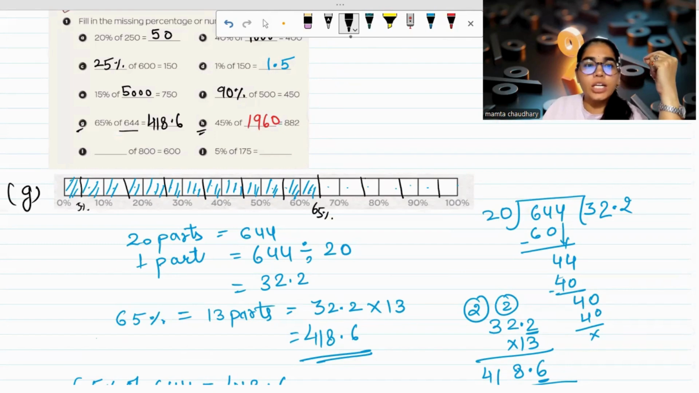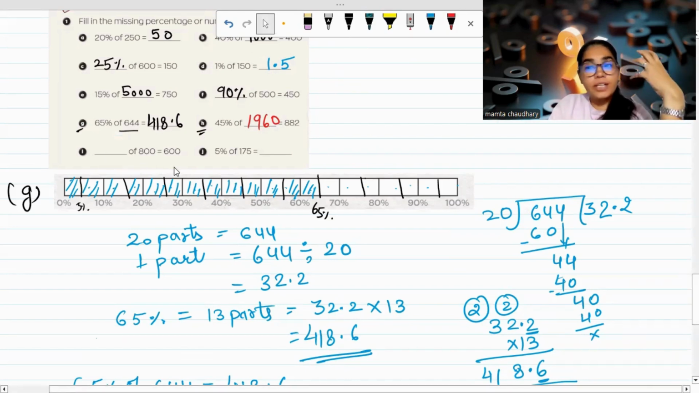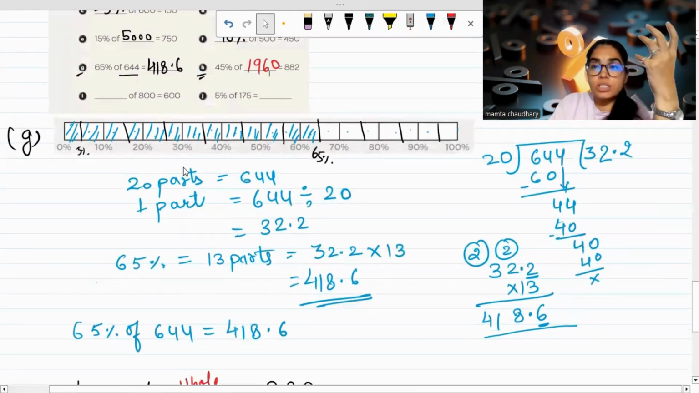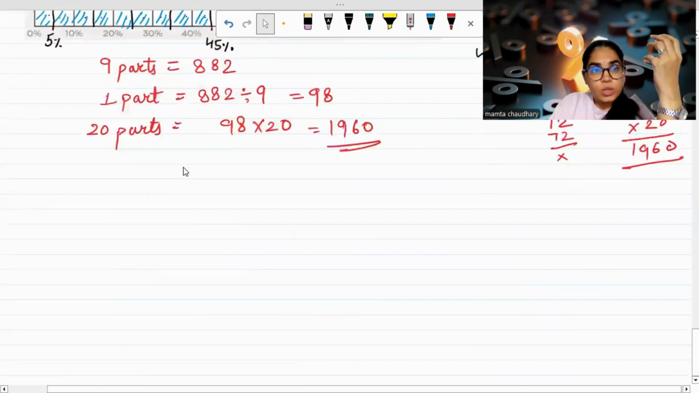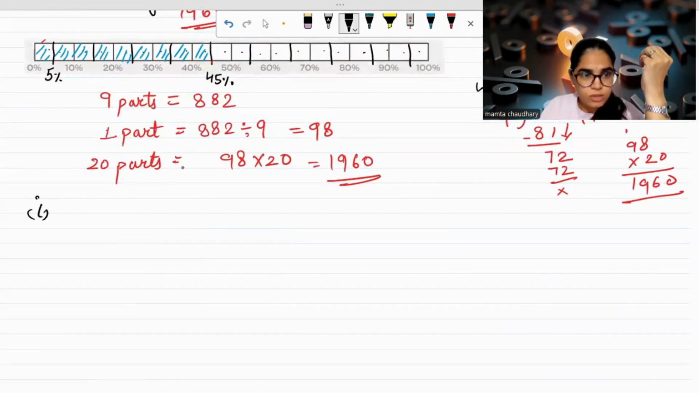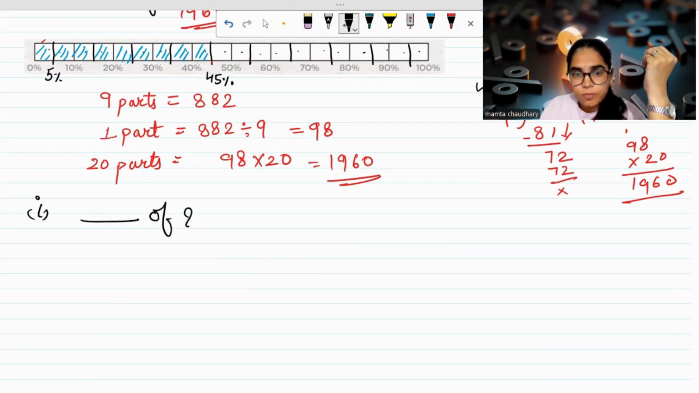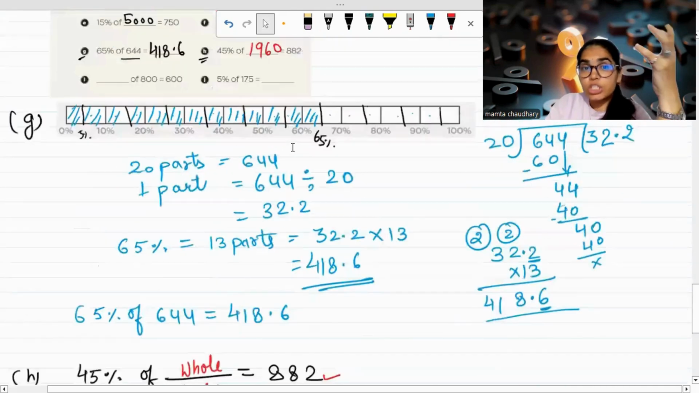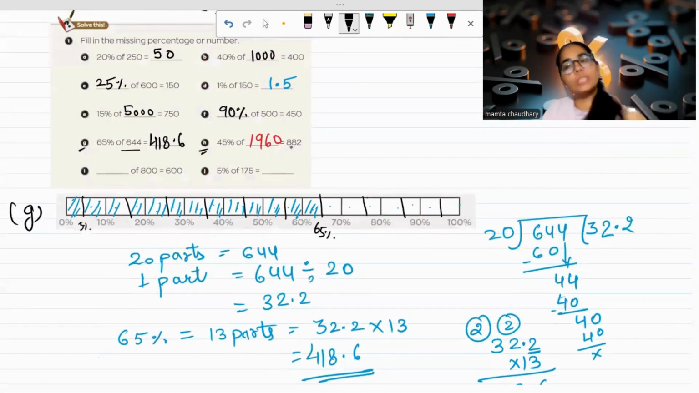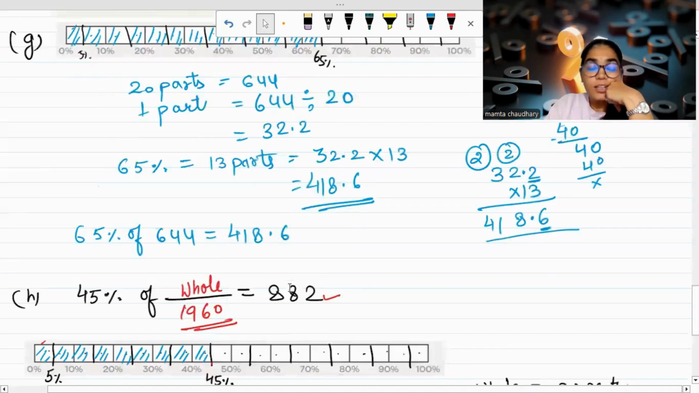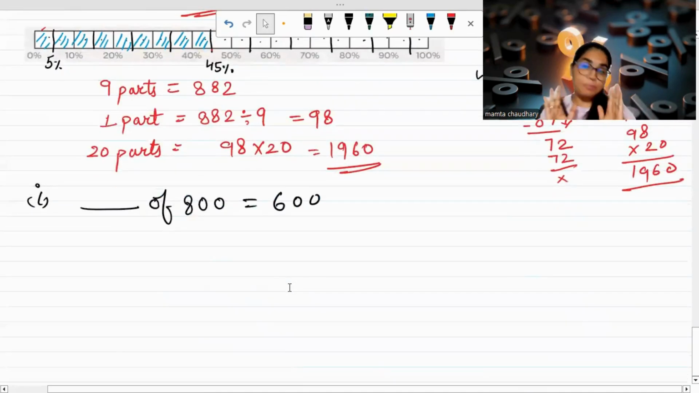Next question says dash of 800 equals to 600. Okay, dash of 800 equals to 600. It means percentage you have to find. Okay, so question will write. Question says dash of 800 is equals to 600. It means some percentage of 800 is equal to 600. Right? So what you have to calculate? You have to calculate percentage.